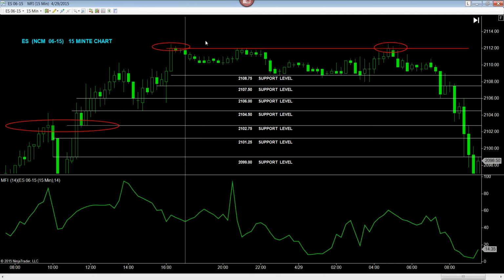Resistance had been established between here and here, these two different price points at exactly the same level. However, although the prices had been within a channel established between this resistance level and the support level at 2108.75, there was something clearly happening behind the prices that only the indicators could reveal.